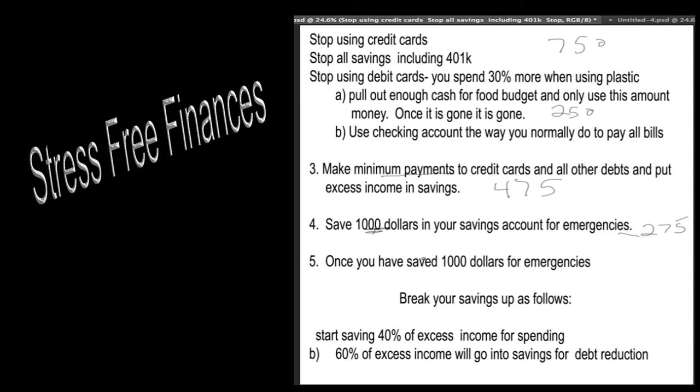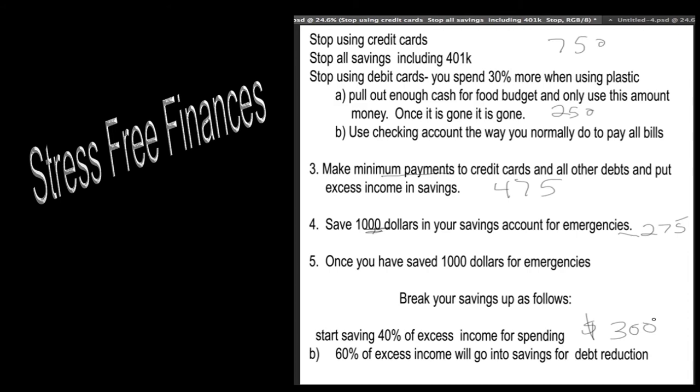Okay, now once we have the $1,000 saved in emergencies, what we're going to do is start breaking up this $750 of extra cash flow. You're going to have 40% of it go into where we could spend it monthly. Let's take a look at this real quick. 750 times 40%, so then you'll have $300. Now this $300 is going to be for your spending. It's not that you can't purchase stuff now. Now you have this $300 to purchase it.